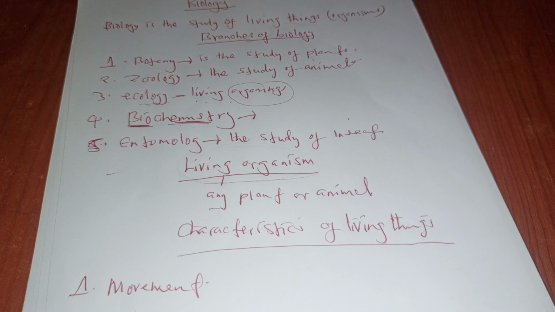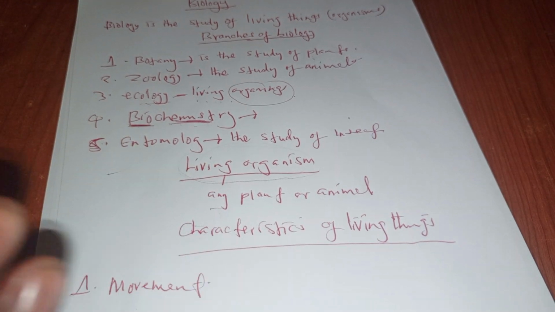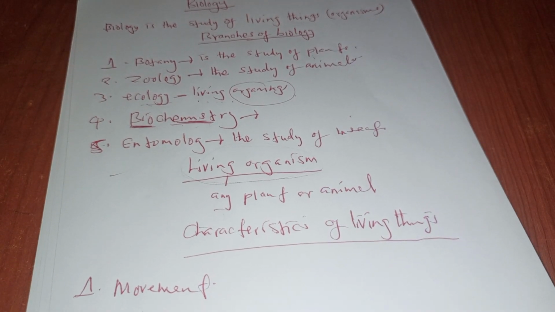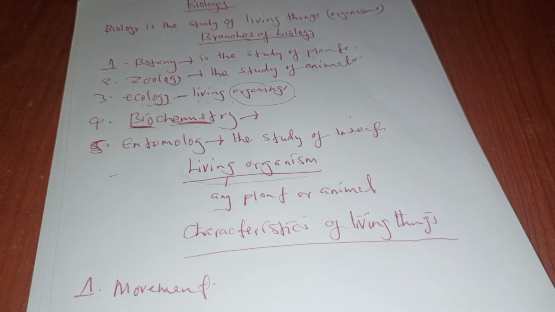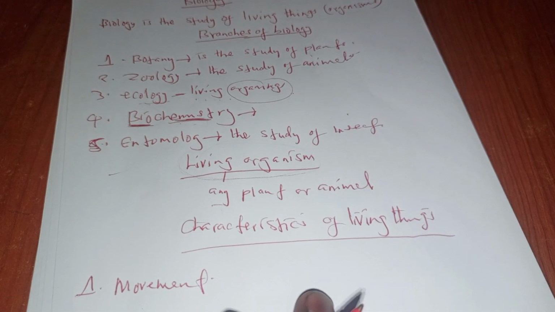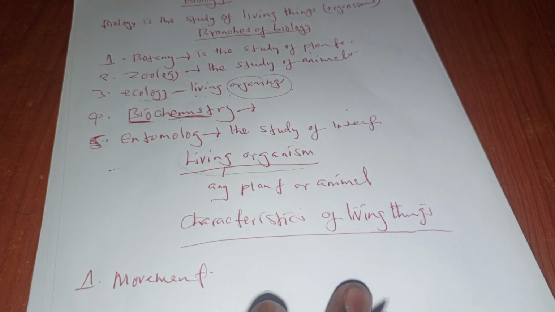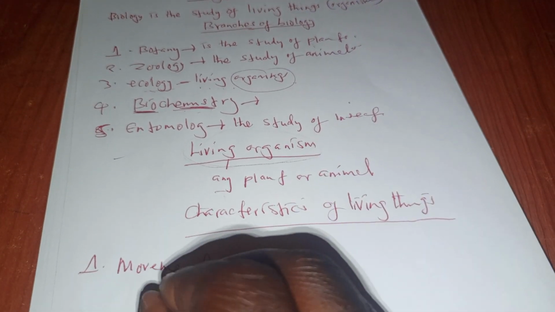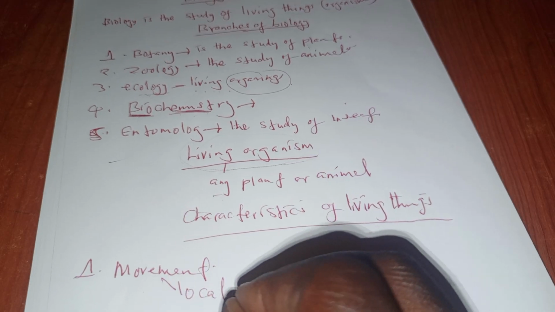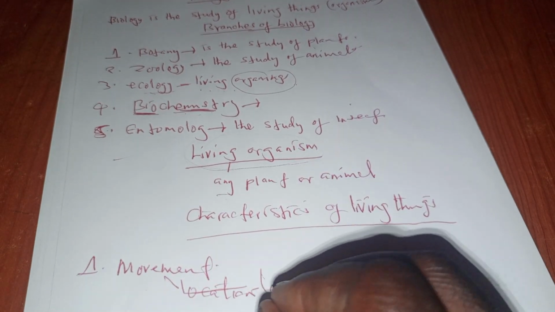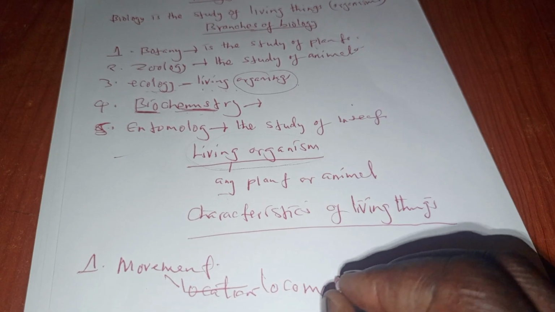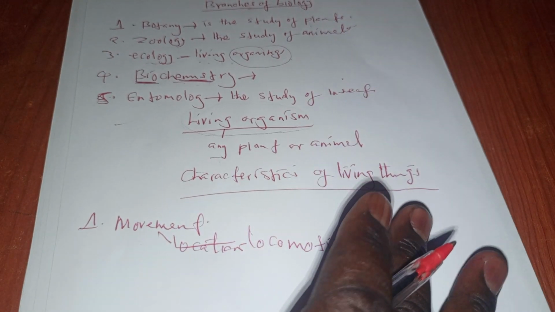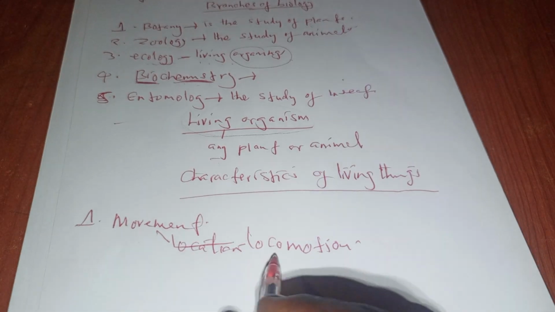So if an organism moves or changes position from one place to another, it has made what we call movement. It may involve part of the organism or the whole organism. The movement of an entire organism from one place to another is called locomotion.